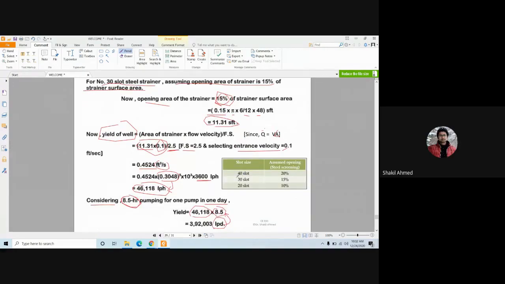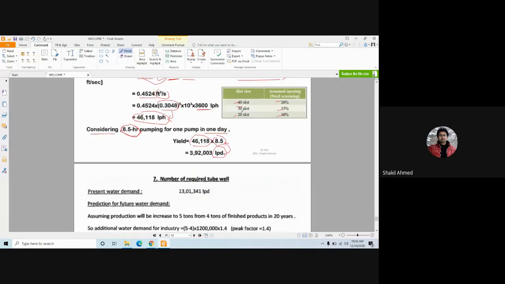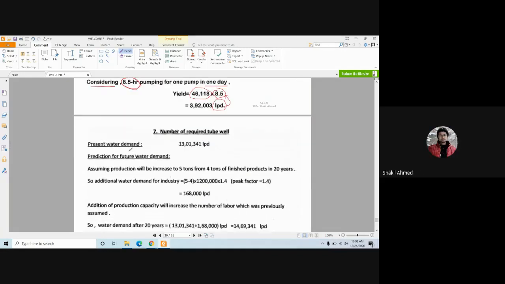By the way, this opening size varies with the number of slot. For 30 number slot, this is 15%. For 40 number slot, this is 20%. For 20 number slot, this is 10%. Since in our case this is 30 number slot, we took 15%. Clear? Yes.